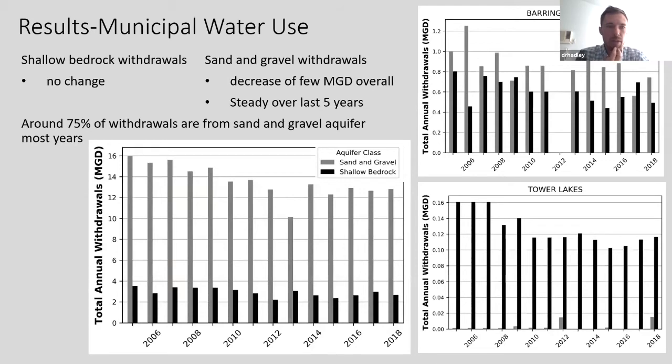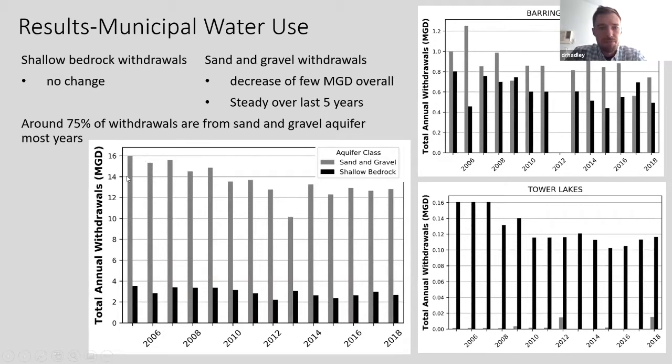Okay, so I first want to just go through some of the plots that we came up with for municipal water use. The main plot here is combining all the towns within and outside of BACOG. You could refer to the report for the complete list of the communities that we included here. The few big things to note in this plot: the light gray bars here are sand and gravel withdrawals through time, and the black bars are shallow bedrock withdrawals through time.